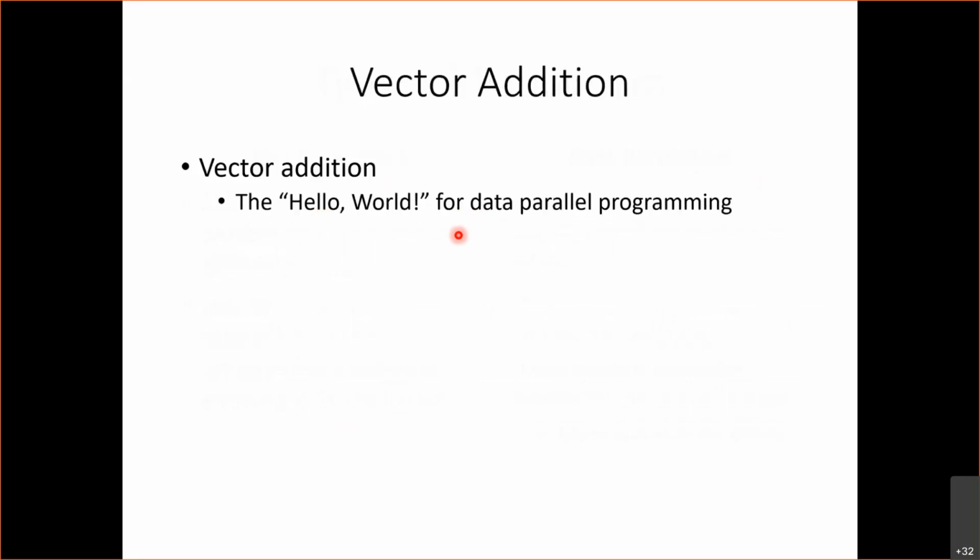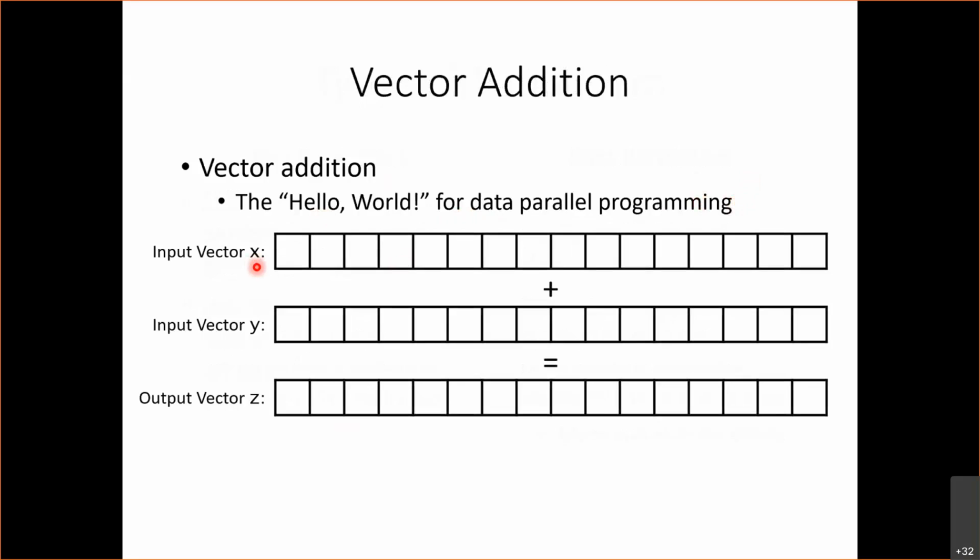Okay, what is vector addition? Well, vector addition is simply adding two vectors. So I have an input vector x and an input vector y, and I add these two vectors to get the output vector z. Okay, so how do I add x and y to get z? Well, I add the first two elements to get the first output element. I add the second element from the two vectors to get the second element. I add the third element from the two vectors to get the third element, etc.